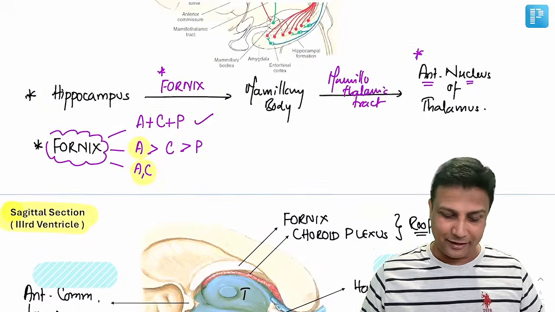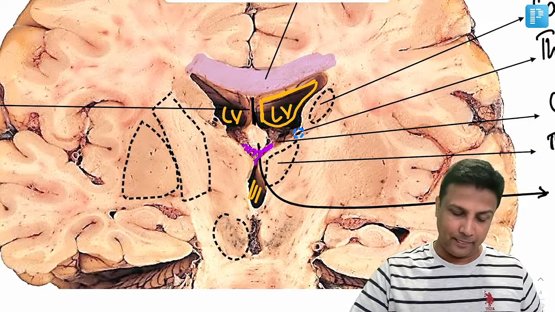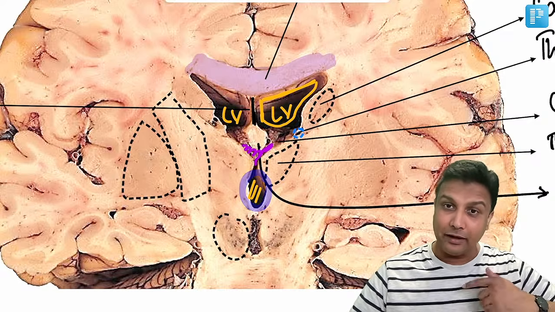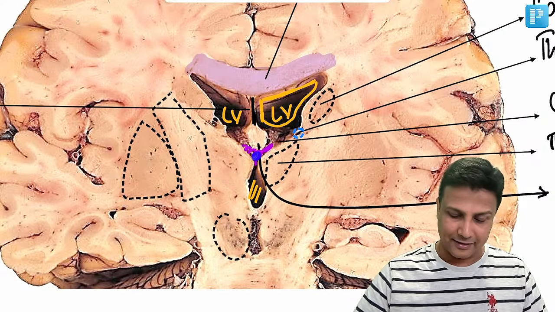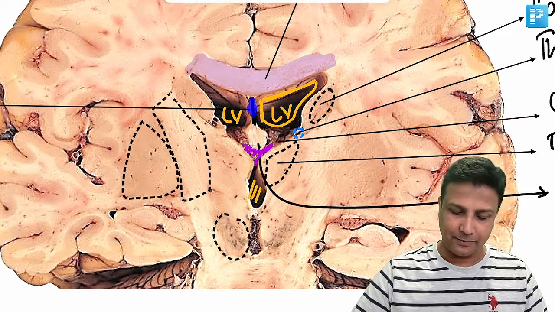Now, I'll tell you one more thing here, my dear friends. If you want to learn conceptually here, just follow this order. I told you this one here will be the third ventricle. Just above the third ventricle, there is choroid plexus. And then you'll be having fornix here. What do you have above that one? That will be the septum pellucidum.